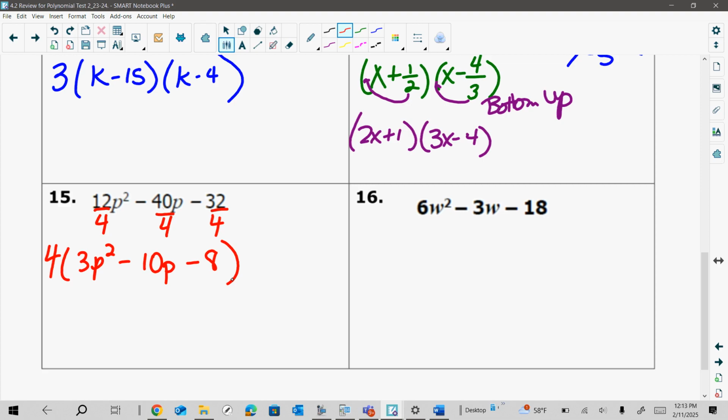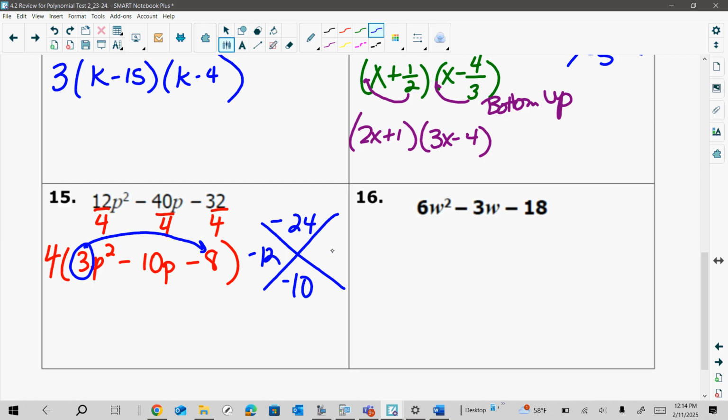And now we're back to what we did on the previous problem, 14. This has a coefficient of 3. You need to slide and multiply. Negative 24 again. So we want factors of negative 24 with the sum of negative 10. So that would be a negative 12 and a positive 2. And then you're going to have to divide. See if you can finish this one. Do the bottoms up.